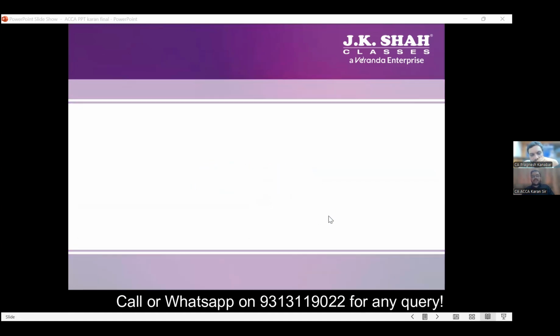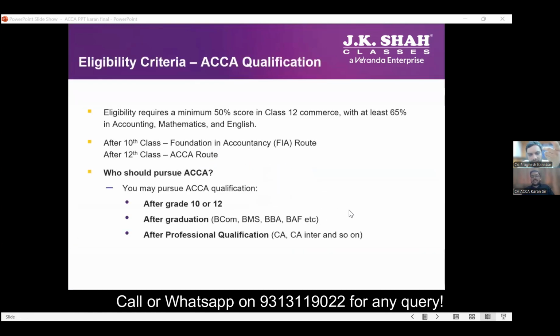Okay. We are not going to discuss the eligibility criteria. These are qualified chartered accountants, so that matter is already done. But we can say that this is a course which you can start immediately after your 12th commerce as well. Correct. Since you have already completed your professional qualification like chartered accountancy, you are eligible to start with it through the ACCA route and claim exemptions alongside.